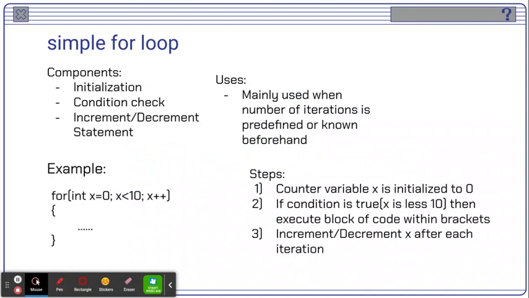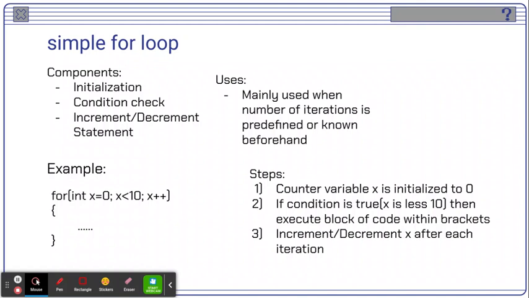The simple for loop is made up of three components: the variable declaration initialization, the condition check, and the increment/decrement statement. This loop is used when the number of iterations is predefined or known beforehand.